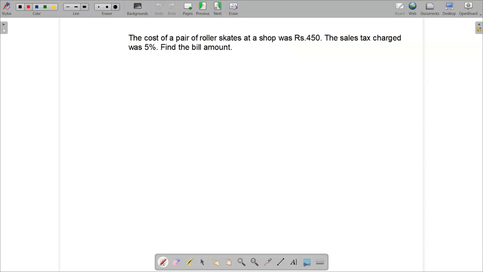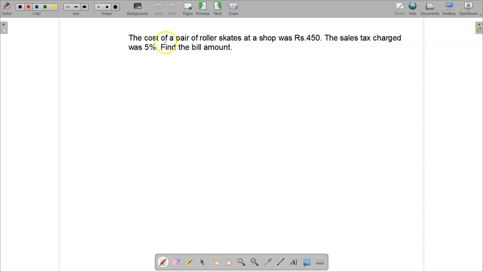The question is, the cost of a pair of roller skates at a shop was rupees 450. The sales tax charged was 5%. Find the bill amount. Generally when we go and purchase any item in a shop, we get the extra tax price. That tax price also will be added with the original MRP of the particular item, and then we will get the final amount to pay the bill. So that is similar way we are going to calculate here also.